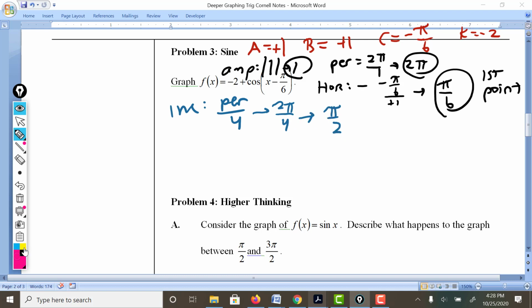Those of you that are catching on to this pretty quickly are realizing that these are not the same. This is the opposite of what we did in the past. My first point is pi over 6, that's true, but now the task is to make this pi over 2 look like this pi over 6.